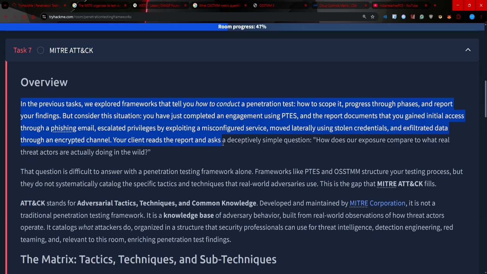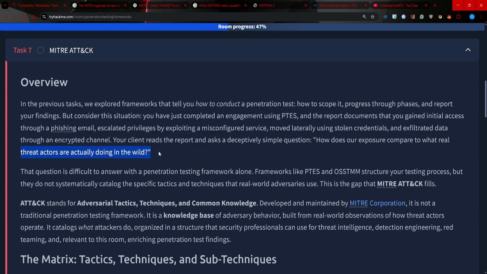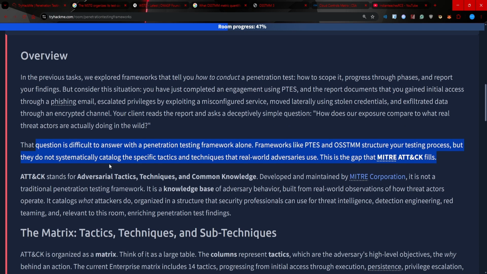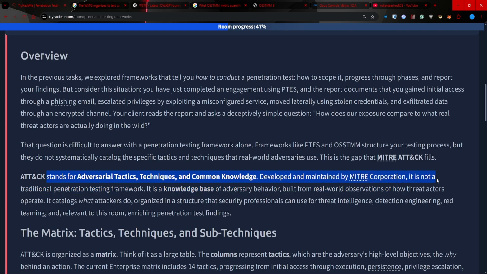Your client reads the report and asks a deceptively simple question: how does our exposure compare to what real threat actors are actually doing in the wild? That question is difficult to answer with penetration testing frameworks alone. Frameworks like PTES and OSSTMM structure your testing process, but they do not systematically catalog the specific tactics and techniques that real-world adversaries use. This is the gap the MITRE ATT&CK framework fills. ATT&CK stands for adversarial tactics, techniques, and common knowledge, developed and maintained by MITRE Corporation.